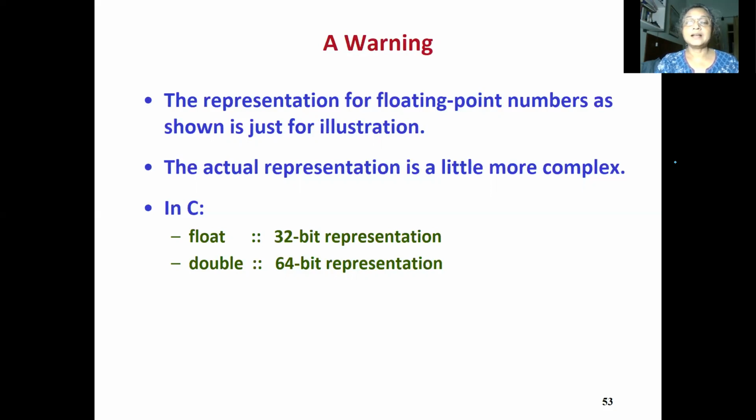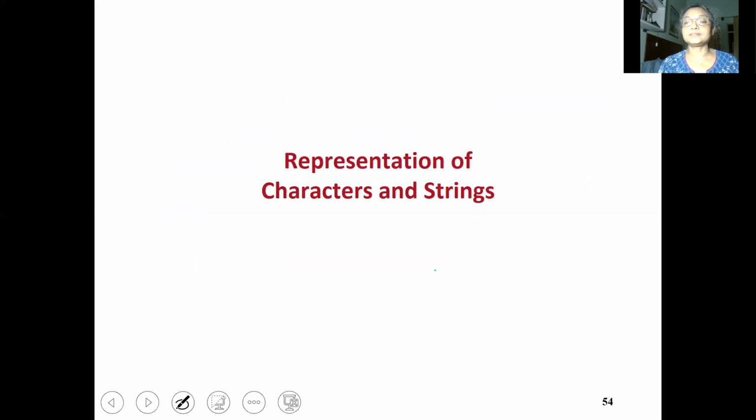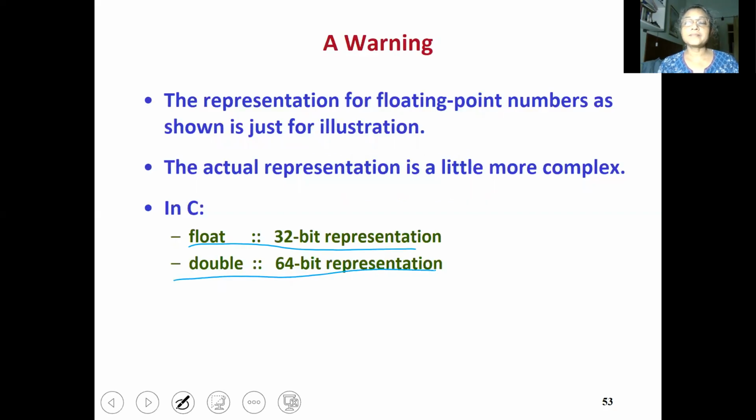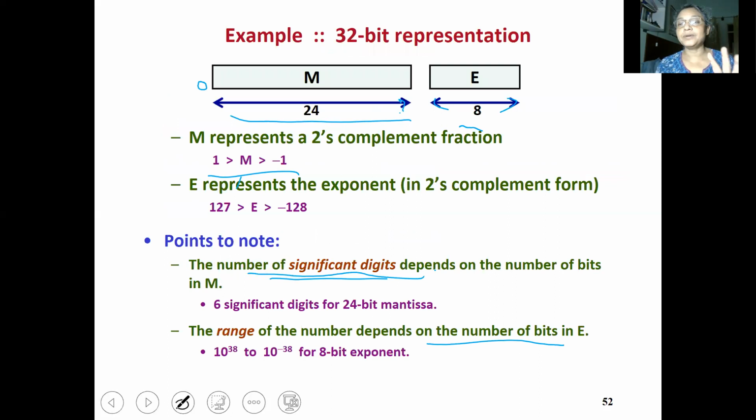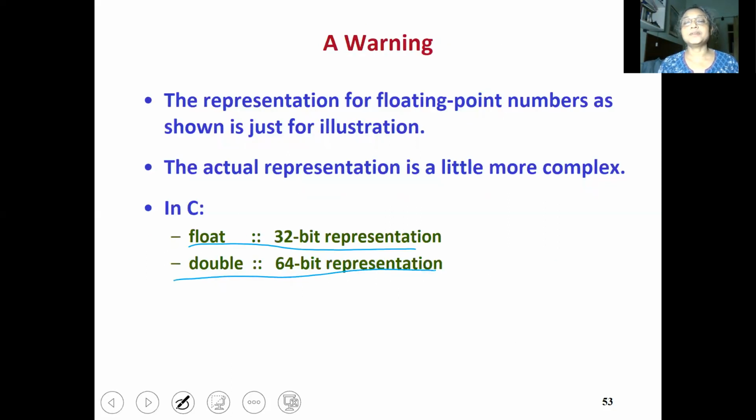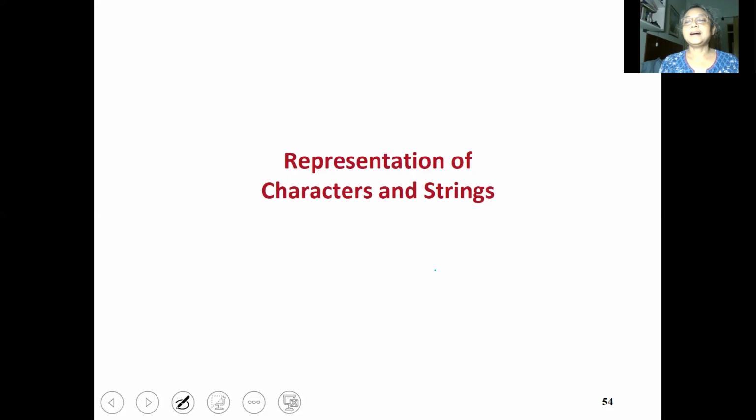So in C, float is typically a 32-bit representation. Double is high precision floating point, which is a 64-bit representation. Okay. So this is, very briefly, how a floating point number is stored. Now we have discussed how to store binary numbers, signed numbers, floating point numbers. Next, we'll very briefly talk about how characters and strings are represented.